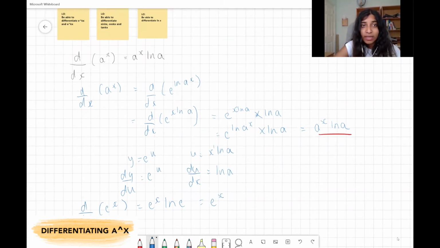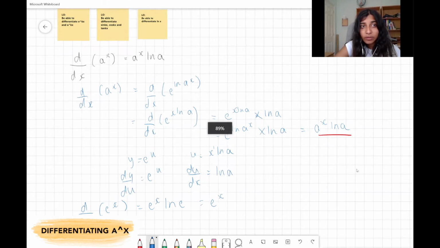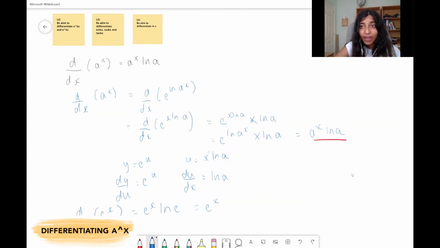And that's why, if you remember what we did when we were differentiating e to the power of x, we just got that the derivative of e to the power of x is just itself, e to the power of x. So that's just an overview of how to differentiate e to the power of x and a to the power of x.